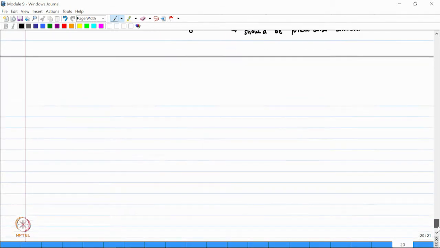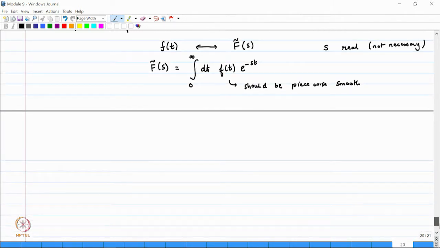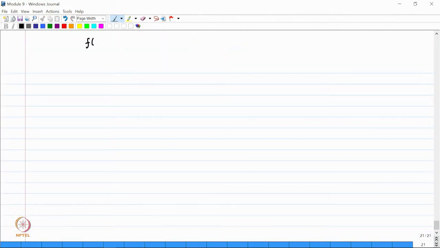Now let us look at some Laplace transforms. First I will just take f of t equal to 1. Then you can easily see that f tilde of s is equal to the integral from 0 to infinity of e to the minus s t dt, which equals 1 by s. That is the Laplace transform of 1.